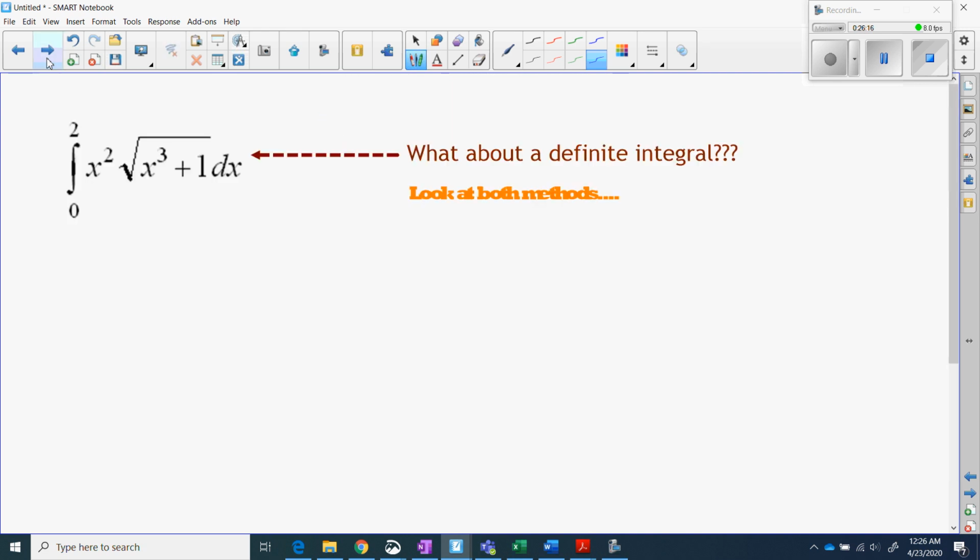All right, here we go again. This one is a definite integral, so it's got bounds on it. I'm going to show you both methods. I'll show you 2 things you can do. It doesn't really make any difference. They're both pretty much the same.